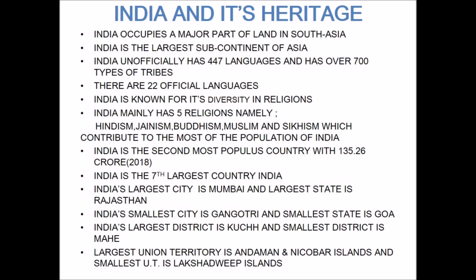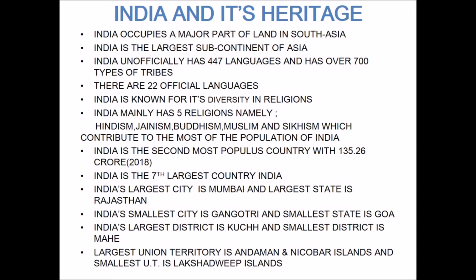India is known for its diversity in religions. India has mainly 5 religions, namely Hinduism, Jainism, Buddhism, Islam and Sikhism, which make up most of the population of India. India is the second most populous country with 135.26 crore as of 2018. India is the seventh largest country in the world.